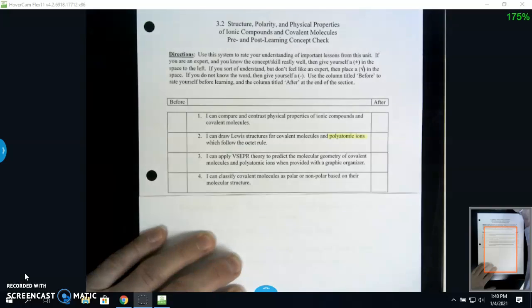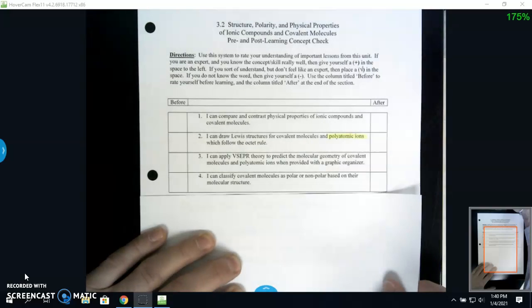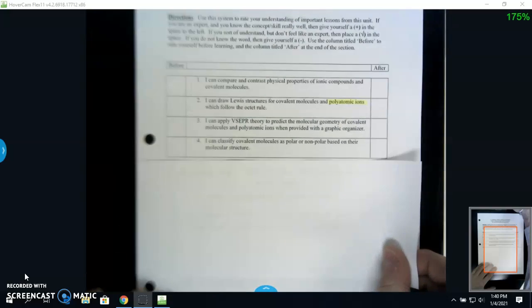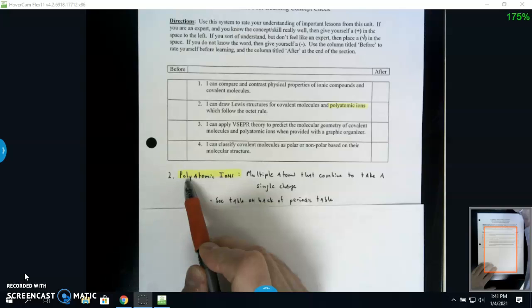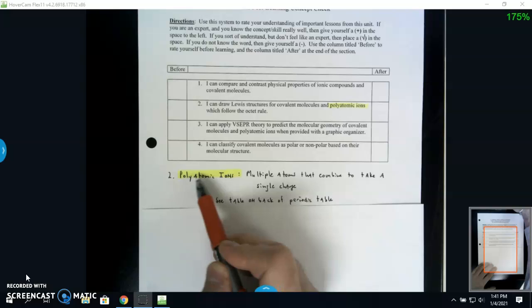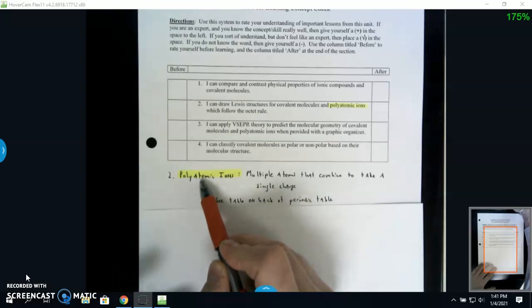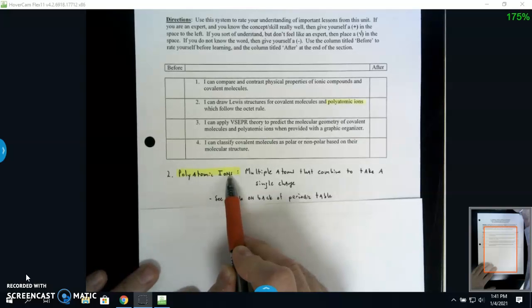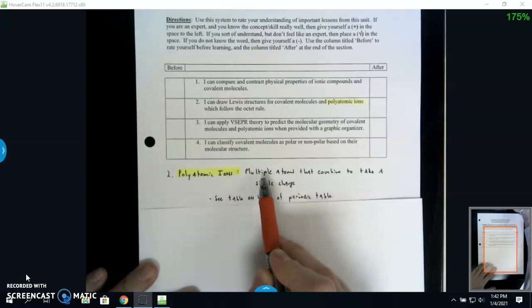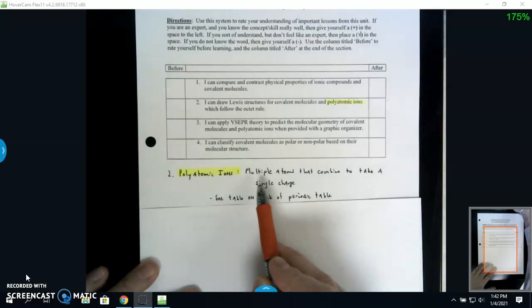Okay, let's take some brief notes related to Objective 2, especially concerning polyatomic ions. The prefix poly means multiple or many. Think about Greek mythology. The ancient Greeks were a polytheistic society. They believed in multiple gods. Polyatomic ions are multiple atoms that combine together to form a single ion with a particular charge. So our definition of polyatomic ions is multiple atoms that combine to take a single charge.